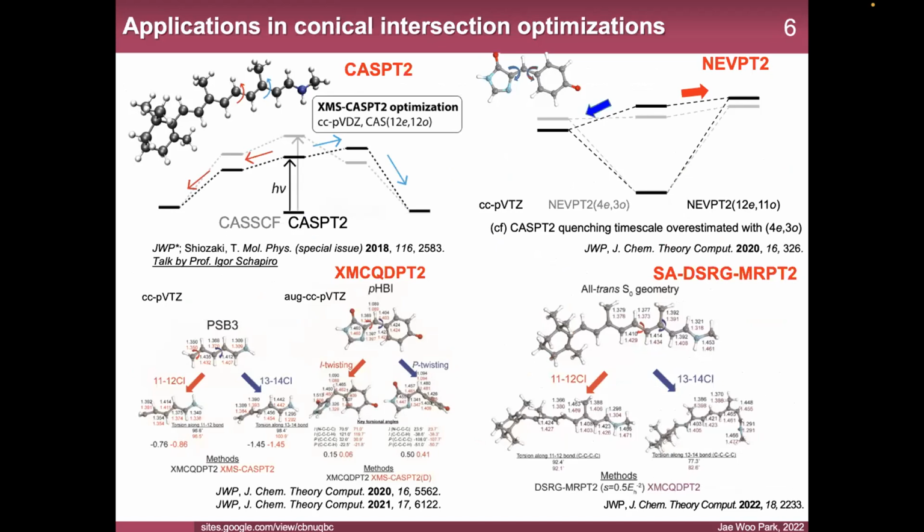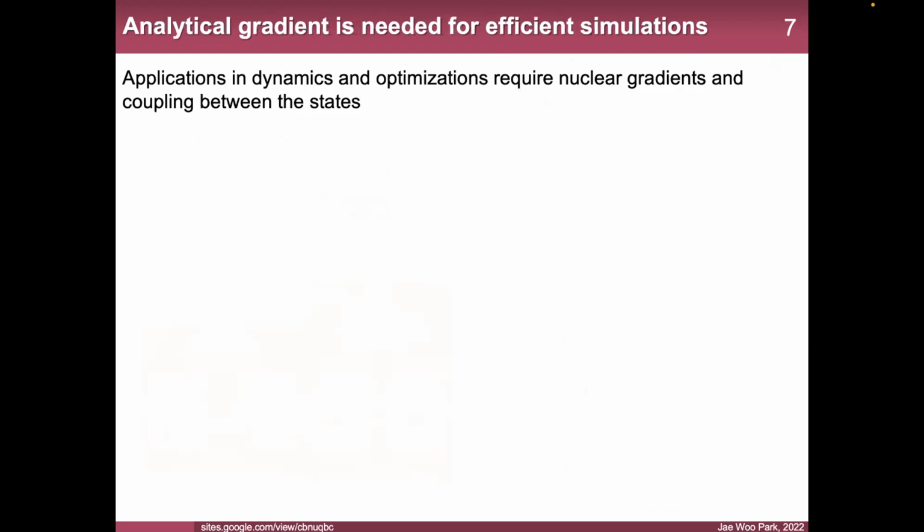So this was 5 years ago, and I applied the analytical gradient methods for conical intersection optimizations using CAS-PT2, NEF-PT2, MCQD-PT2, and state-averaged DSRG-MRPT2. Basically, conical intersection optimizations are possible, and including dynamical correlation really changes the results. So we should include dynamical correlation when we are considering this kind of system.